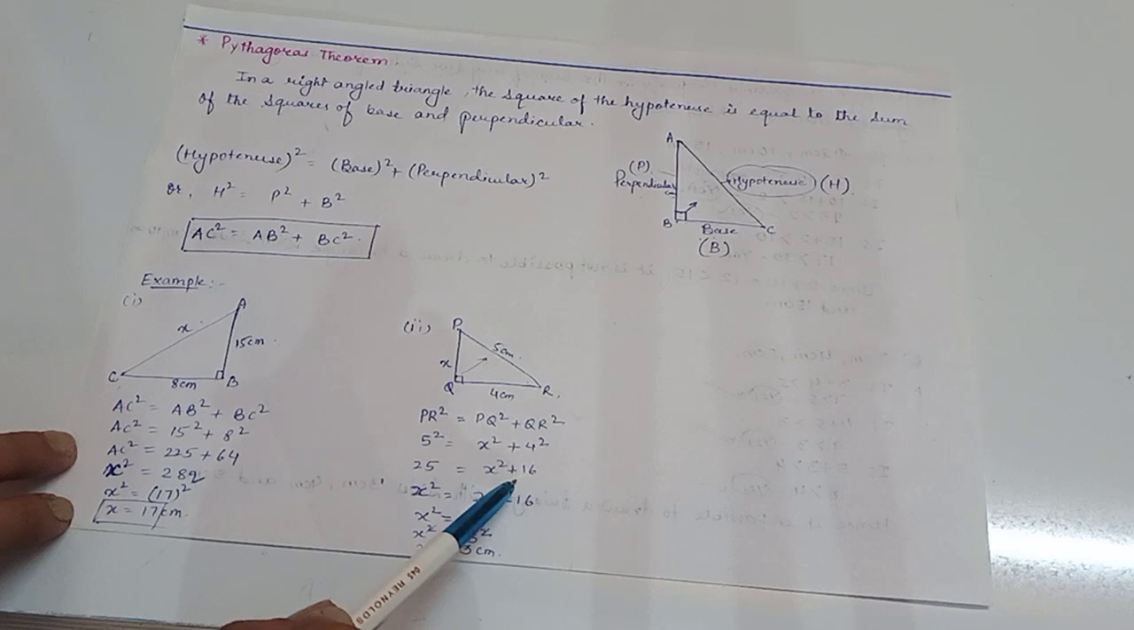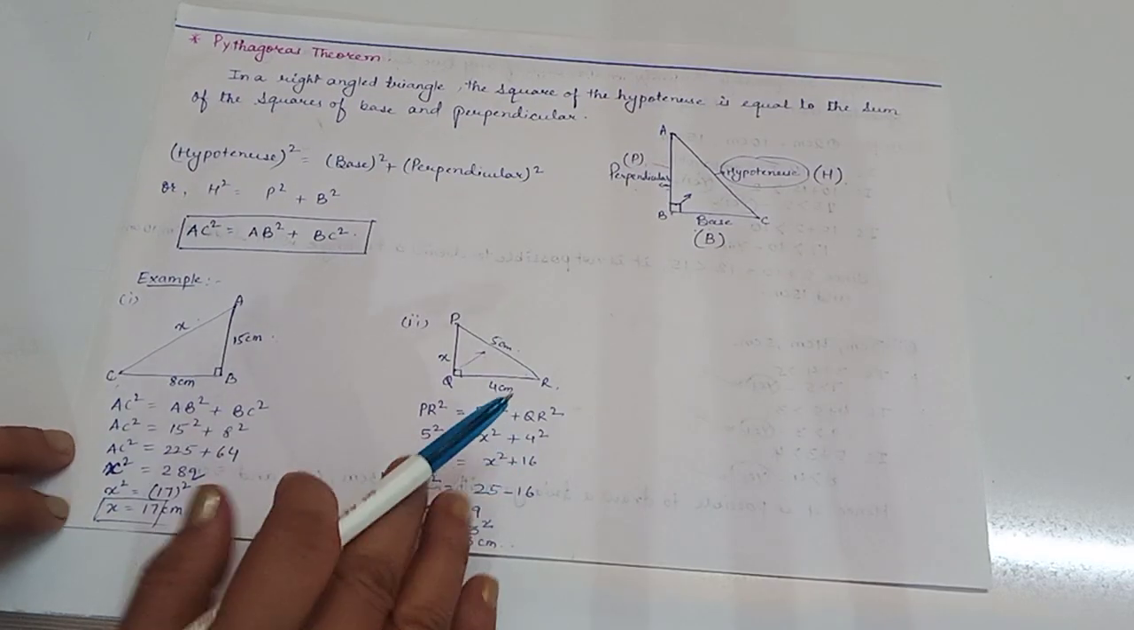5 square is 25. Now with the transposition method, 25 minus 16 will give us 9. X square is equal to 9. 9 is the square of 3. So 3 square is equal to x square. X square, square got cancelled. X is equal to 3 centimeter is the answer.